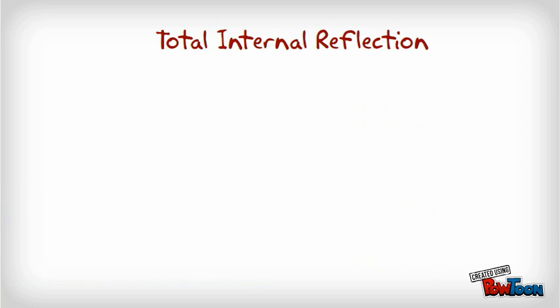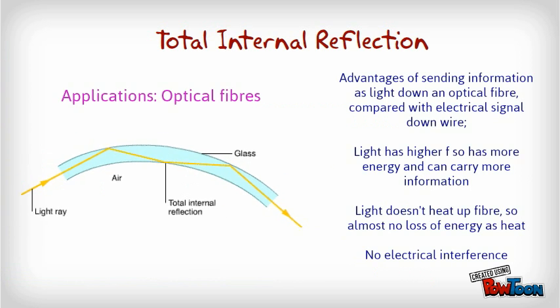So let's look at some applications of total internal reflection, and we're going to look at optical fibres. Here we can see that total internal reflection is used in an optical fibre to pass the light ray down that fibre. There are advantages of sending information in this way. The light has a higher frequency, so it has more energy, so it can carry more information than perhaps an electrical signal could in a wire.